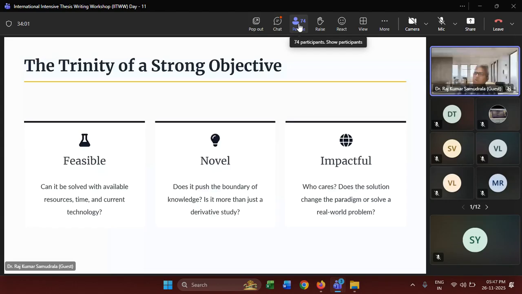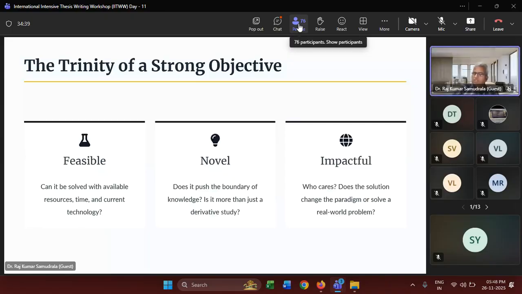If you choose, does it have any novelty? Does it push the boundaries of the knowledge? Whatever the existing condition, existing knowledge, does it push the boundaries? Is it more than just a derivative study? Already some people have done some studies by changing one parameter. If we are making an invention, will it be really impactful? Whatever we are choosing, it must push the boundaries, then only it can be called novel.